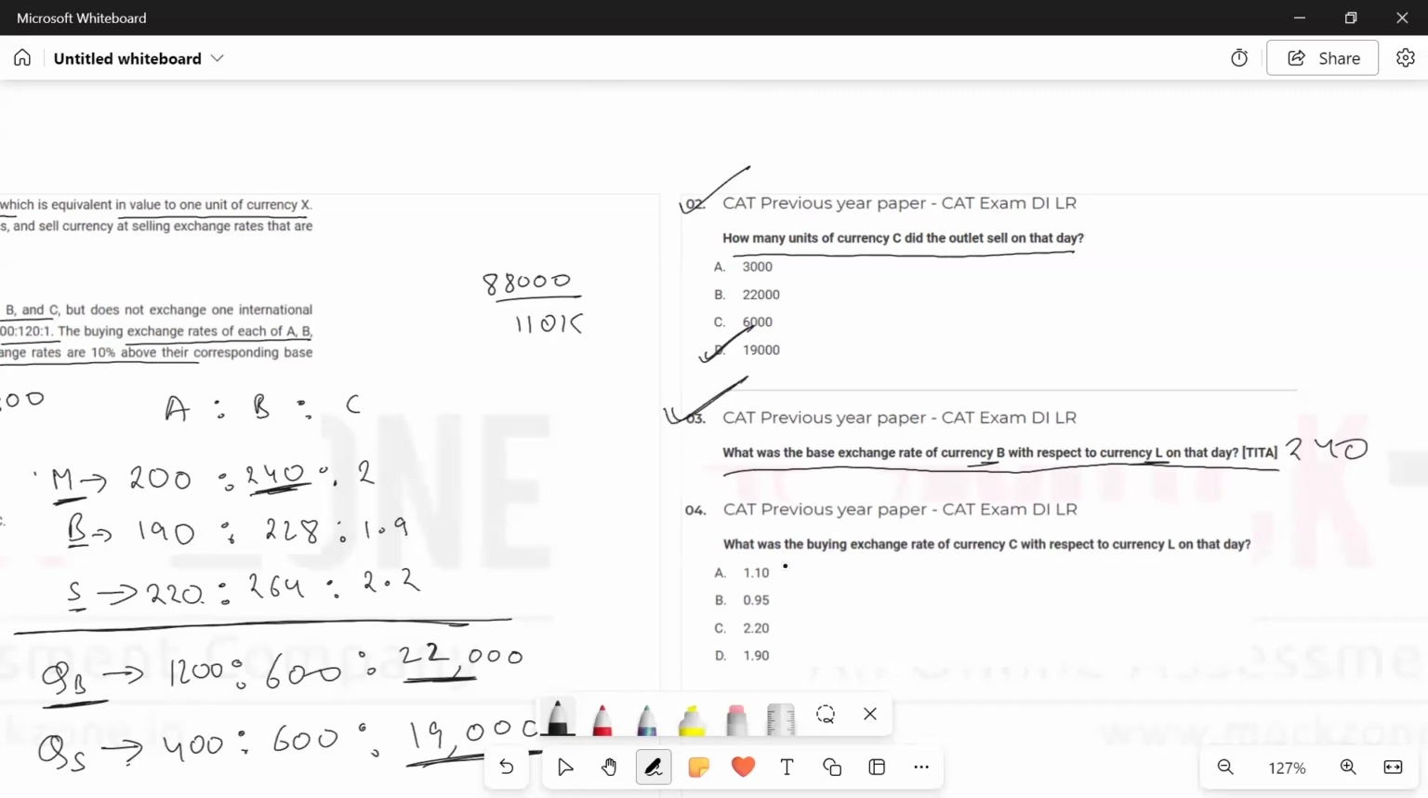And the last question says, what was the buying exchange rate of currency C with respect to L on that day? Which one is the buying exchange rate it is asking about? Of currency C, which is what? 1.9. So what is the answer to our question? Option number D, 1.9. So I hope the following set was clear to you.